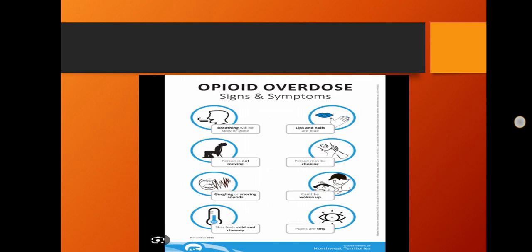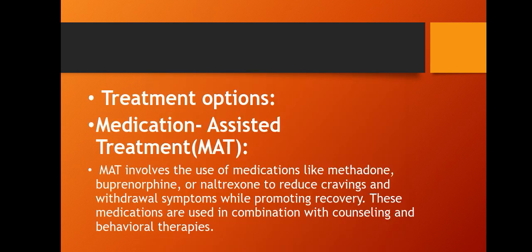Treatment options: medication assisted treatment, MAT. MAT involves the use of medications like methadone, buprenorphine, or naltrexone to reduce cravings and withdrawal symptoms while promoting recovery. These medications are used in combination with counseling and behavioral therapies.